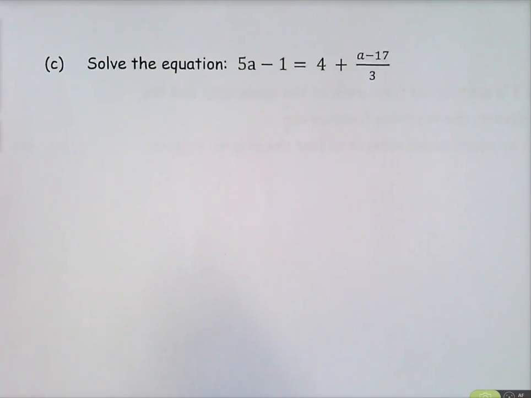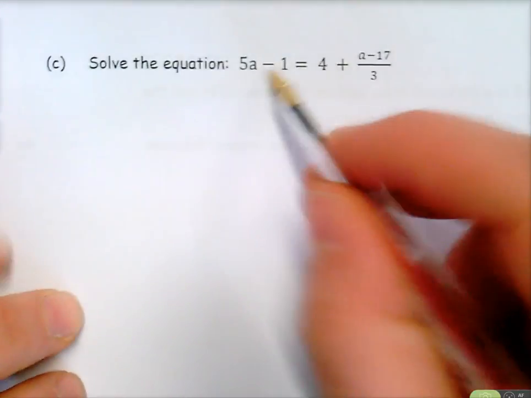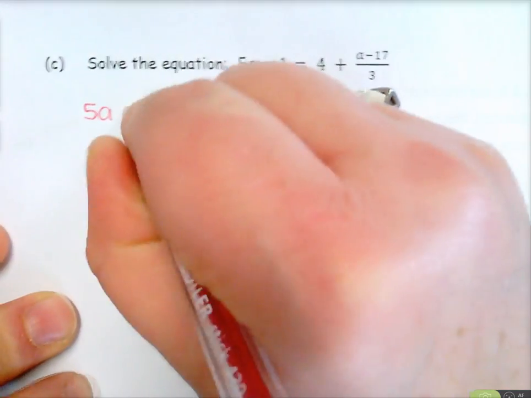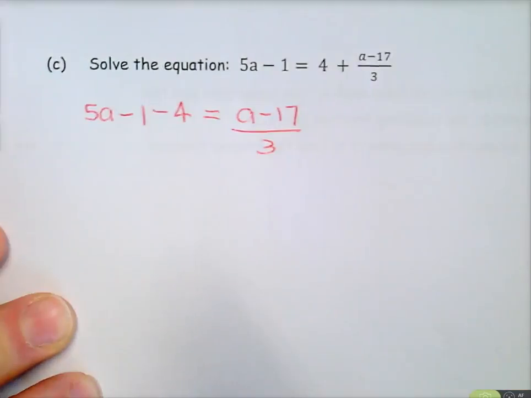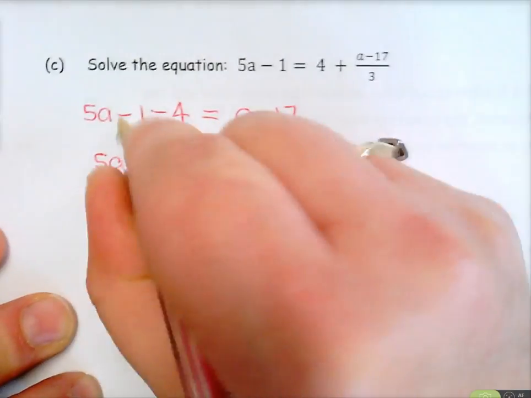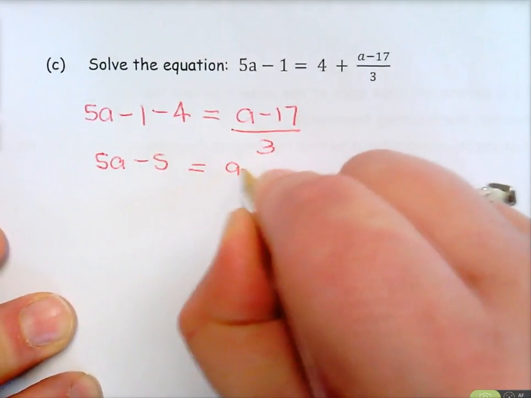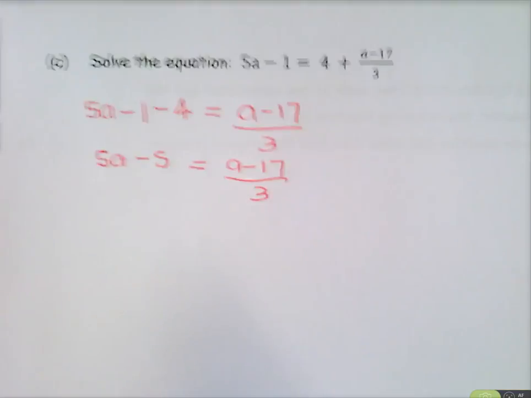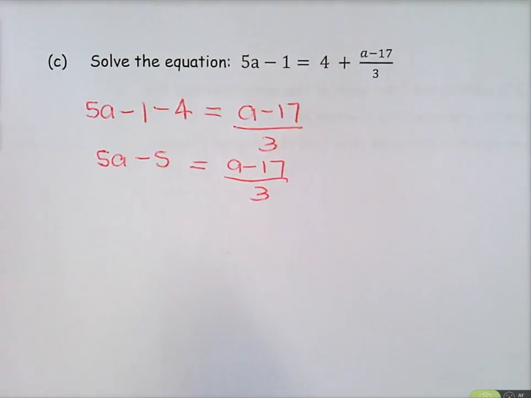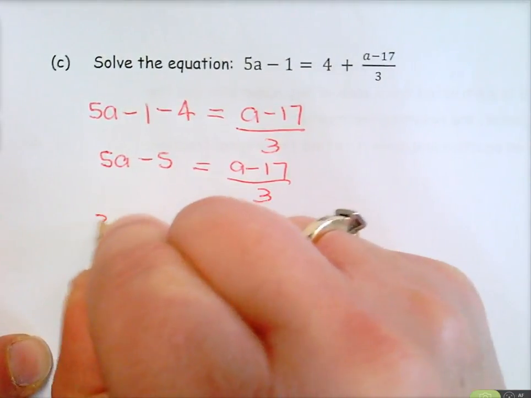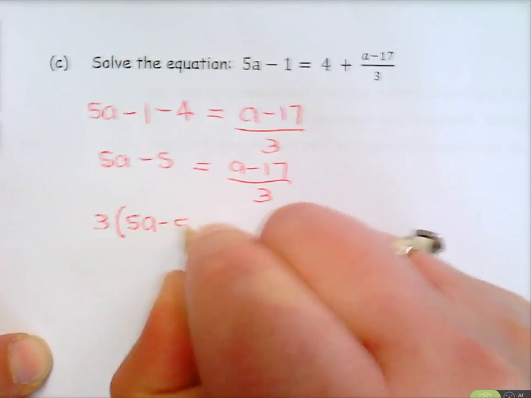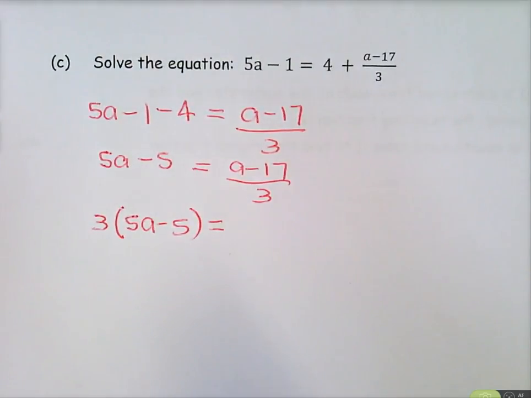Here, girls, numbers on their own belong together. I would have moved this 4 over to the left and made it 5a minus 1 minus 4 equals a minus 17 over 3. That becomes 5a take away 5 equals a minus 17 over 3. Now that looks like an equation that's quite easy to do now. So we want to get rid of the divide by 3. Inverse operation is to times 3. But you need to times the entire left-hand side by 3.